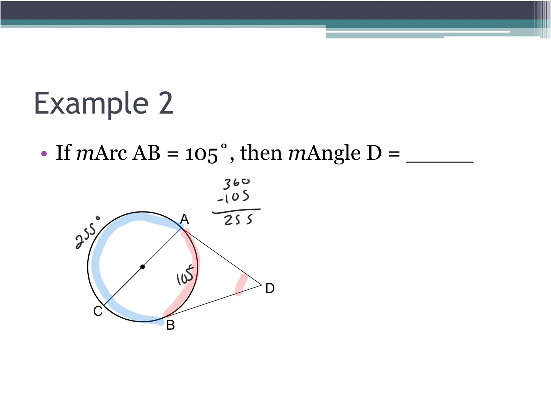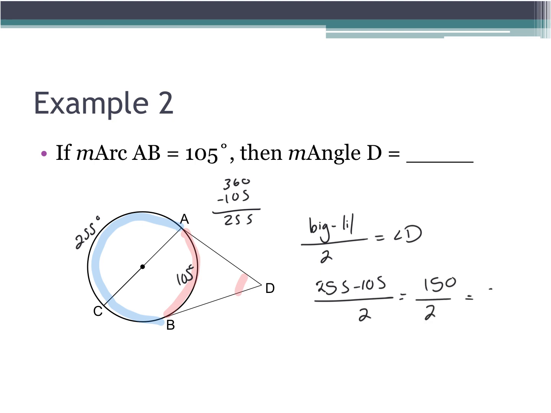And because they want us to find that circumscribed angle, we're going to do the big arc minus the little arc over 2. That's going to equal our angle D. So the big arc being 255 minus the little one, which is 105, all of that divided by 2. That's going to give us 150 divided by 2, which is going to give us 75. So our angle D is 75 degrees.